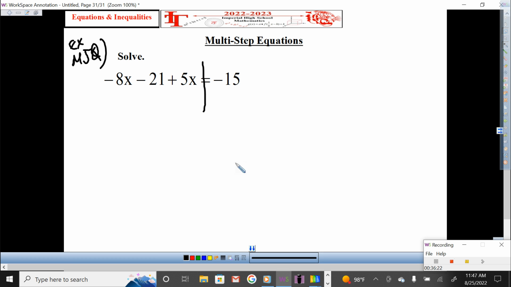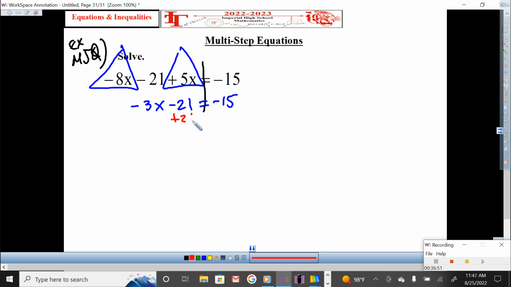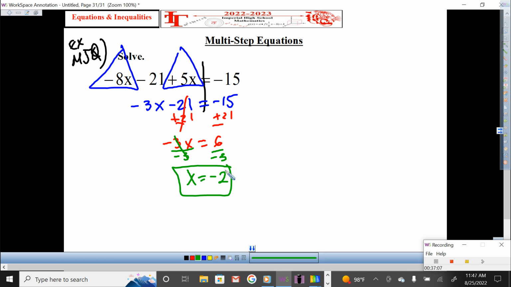All right. For the sake of time, let's do this one together. Can I simplify the right side over here? No. How about the left side? Yes. Negative 8x and positive 5x give us what? Negative 3x, and then bring down the negative 21 equals negative 15. We have two operations, multiplication and subtraction. I start with the subtraction, so I add 21, negative 3x equals 6, and last but not least, this is multiplying, so what is the inverse? Divide by negative 3, divide by negative 3, x equals negative 2. Woo! Let's go.